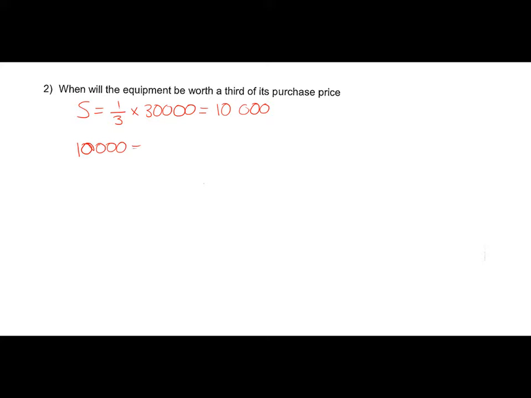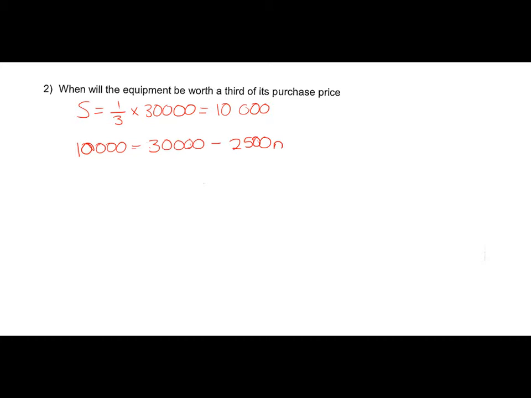is equal to V0. What was V0? We substitute that in. V0 was, of course, $30,000. Minus the depreciation, 2,500, times by n, the number of time periods, which we don't know, so we have to leave as n.